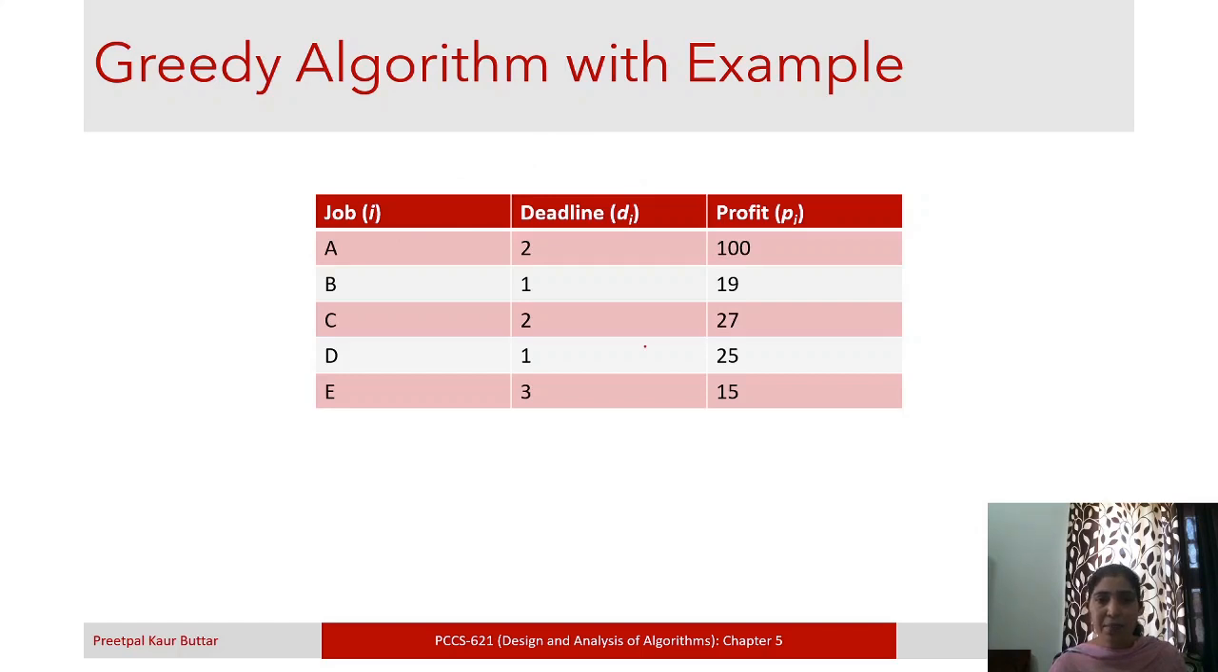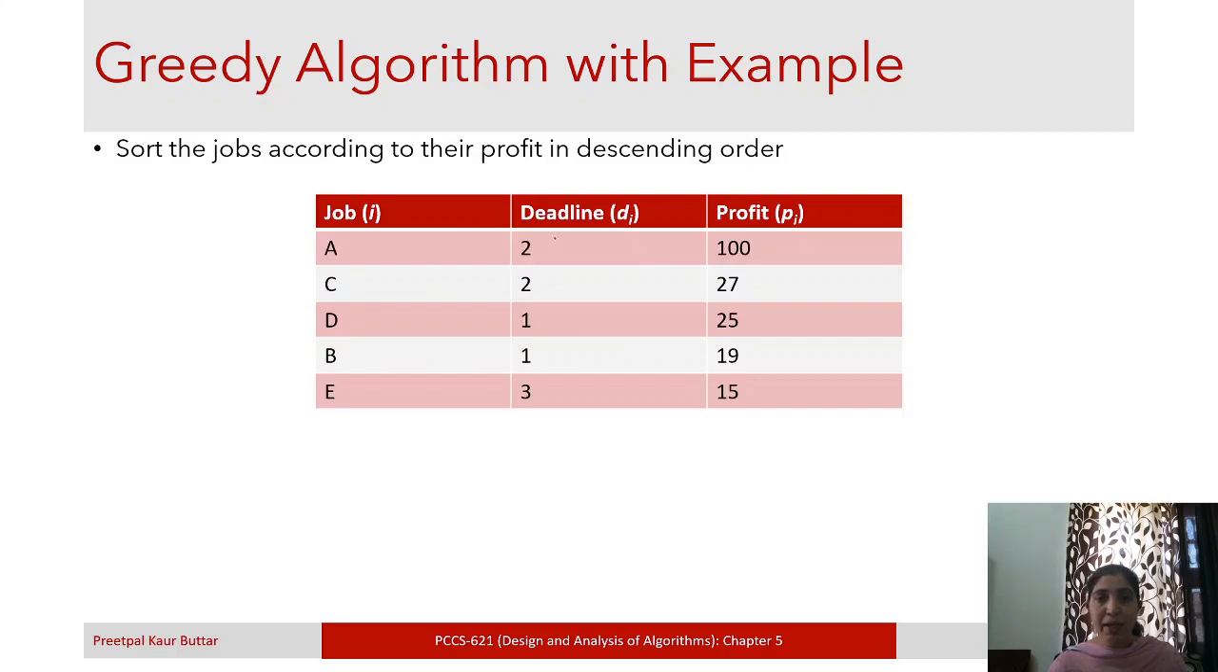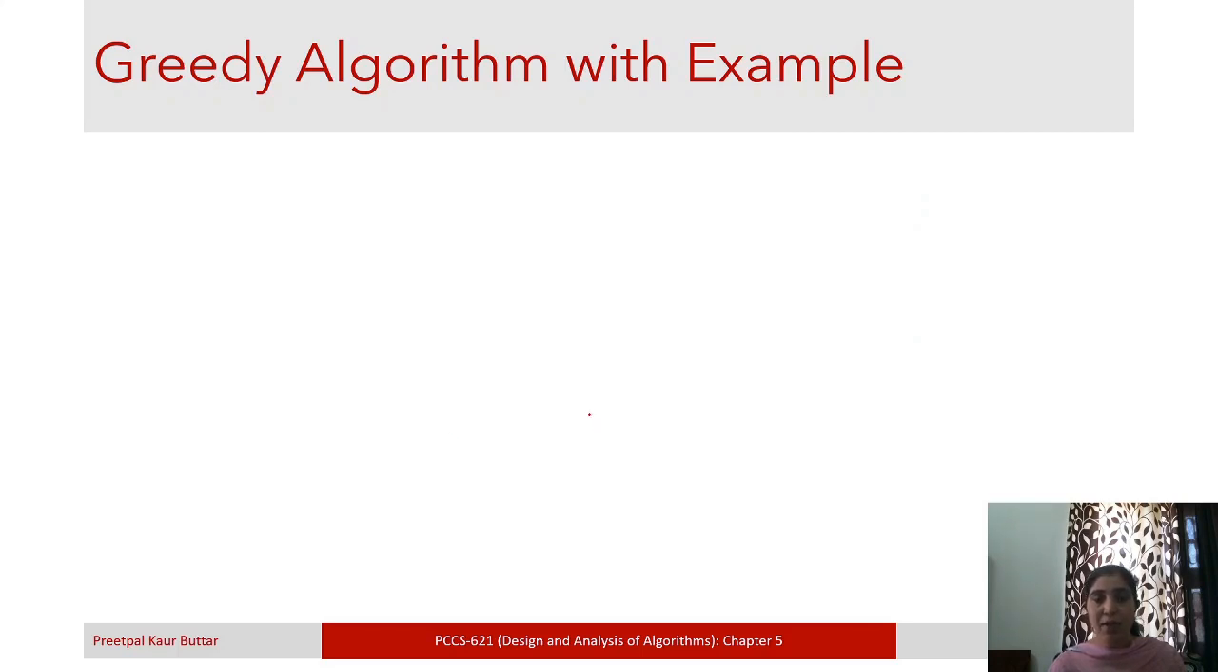Now we will see how this algorithm works using an example. This is the same example which we discussed before, but this time we will discuss it with the help of the algorithm. Sort the jobs according to their profit in descending order. A's profit is maximum, then we have C, then D, then B, then E. So we have sorted them.